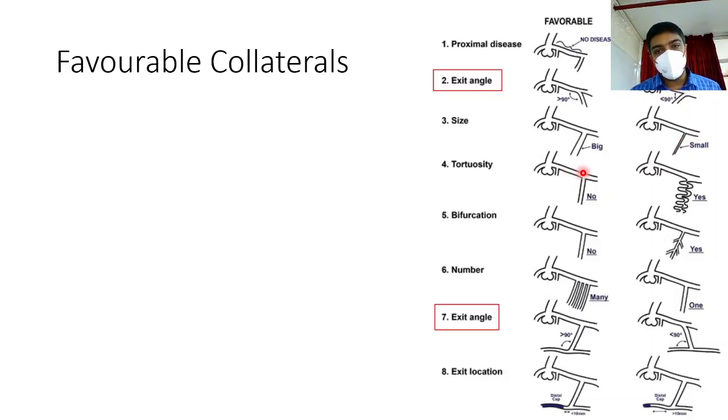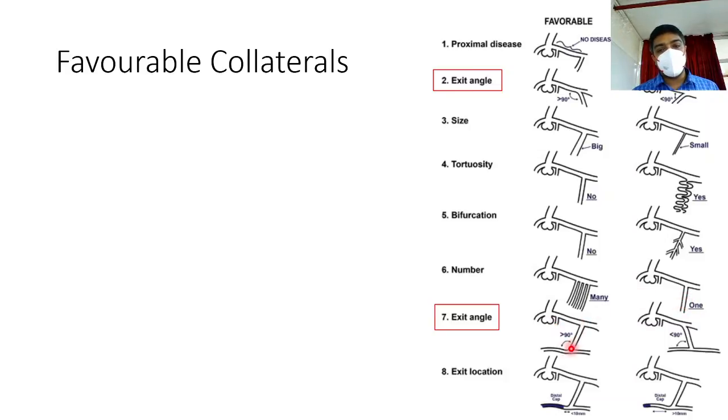Then if it's tortuous, it is difficult, and if it's not tortuous, it is easy and favorable. If it's tortuous, we cannot pass the wire. Then the bifurcation, if the collateral is bifurcating variously like this, it is difficult. If there is no bifurcation, if it's straight, it is favorable. Then if there are more collaterals, it is more favorable. Why? Because if we are not able to pass a wire through one, we can pull it back and try it through the other. Whereas if it's one, it is not that favorable.